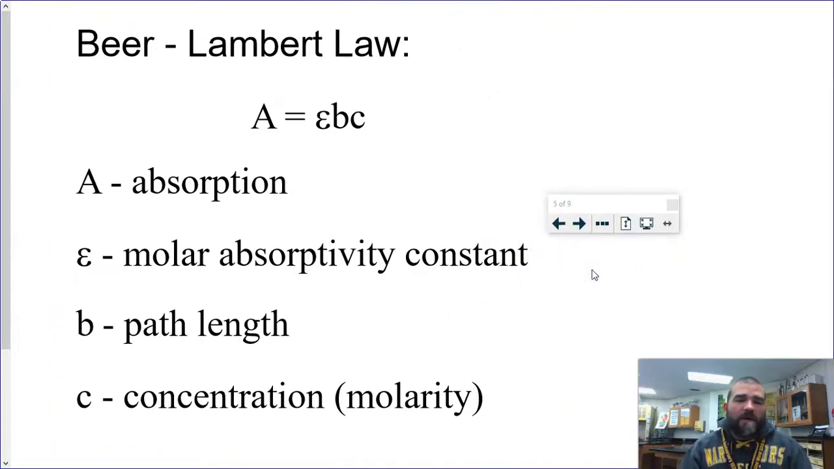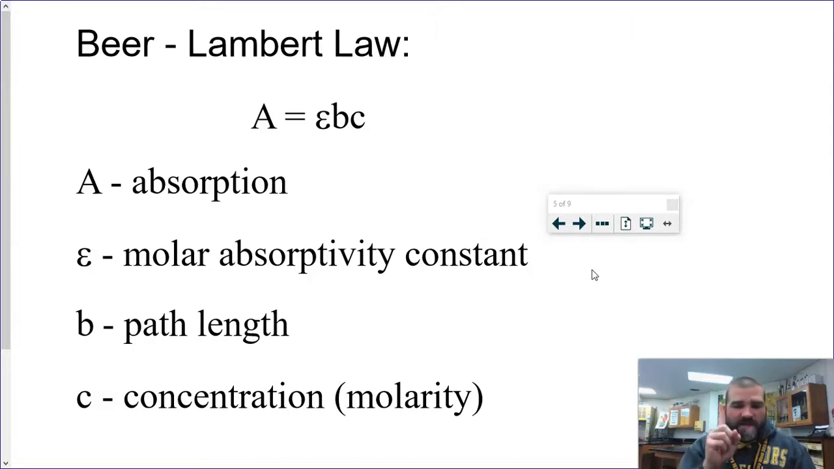So here's the Beer-Lambert law. A equals epsilon B C. A is absorbance again. Absorbance is how much light is absorbed as it passes through our solution. The instrument's going to tell us all of that. We also have the molar absorptivity, that little lowercase epsilon. That is a constant that compares our two variables that we care about, absorbance and molarity.